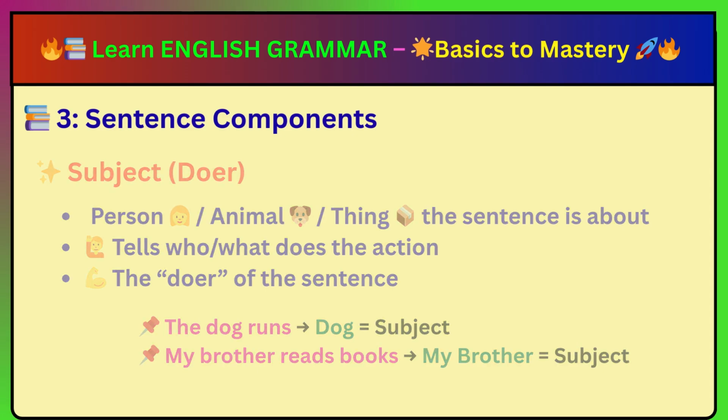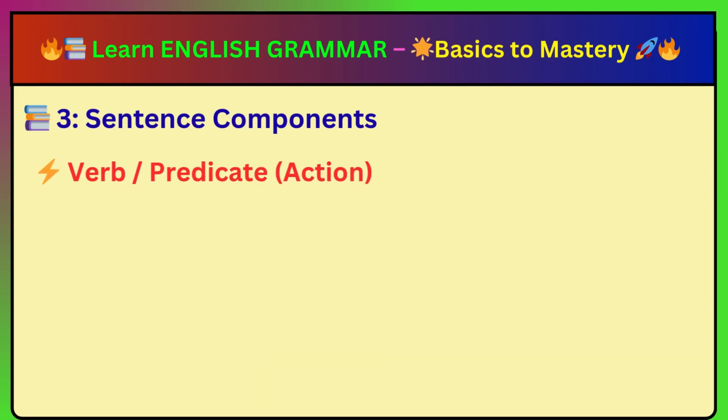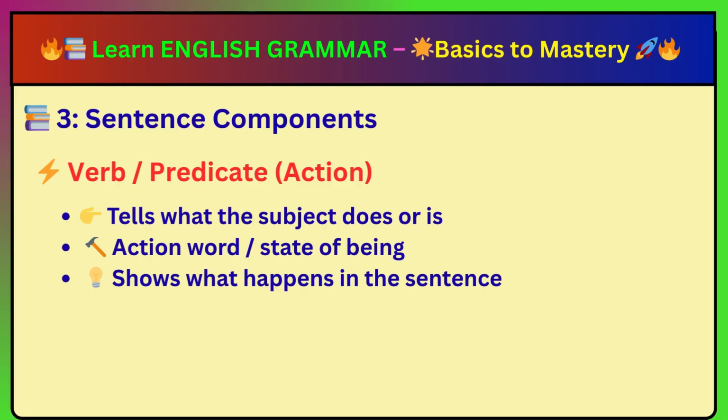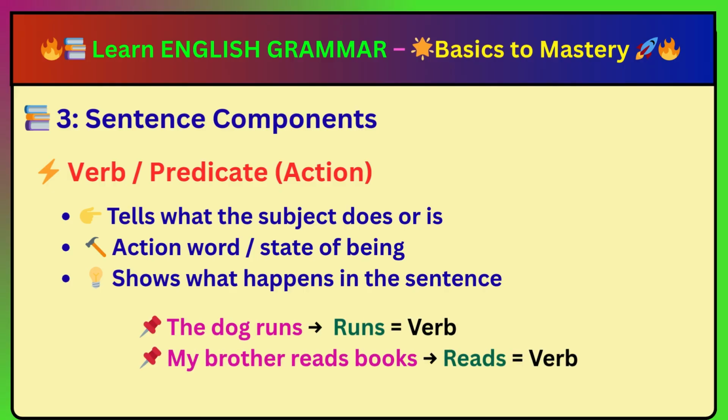The second one is verb or predicate. The verb shows what the subject is doing, or what is happening. It tells the action, or the state of being in the sentence. The verb is the action word, it shows what the subject does. Examples. The dog runs. Here, the verb is runs. My brother reads books. In this sentence, the verb is reads.